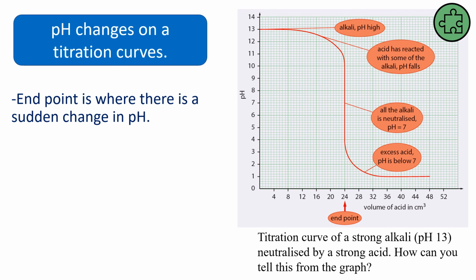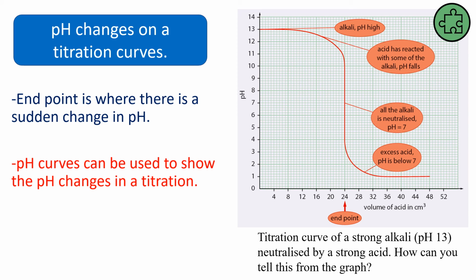So I'm just going to give you some information, but realistically, the next slide really is all you need to know. So first of all, the end point is where there's a sudden change of pH, that dip in the line there, that sudden change from about pH 11 to about pH 3 very, very quickly. It's almost a straight line.